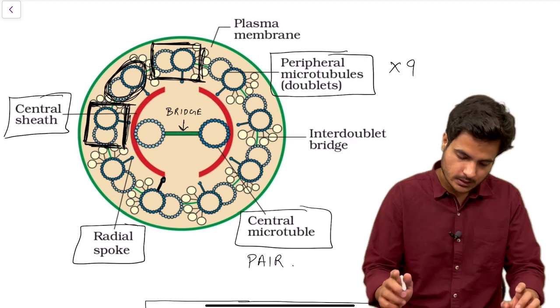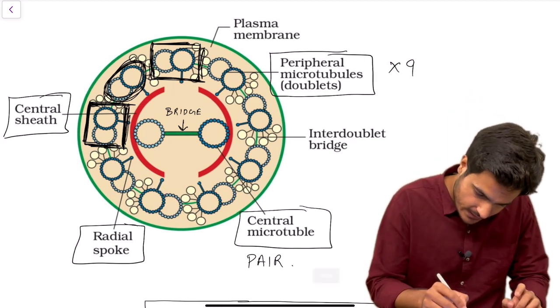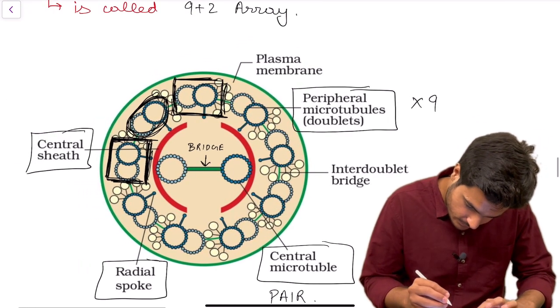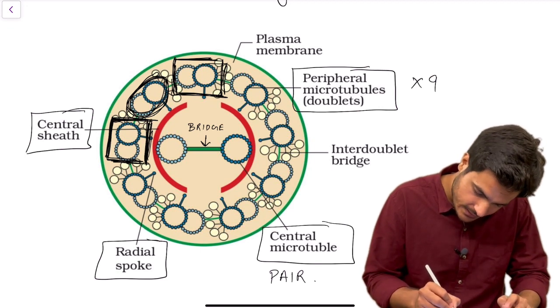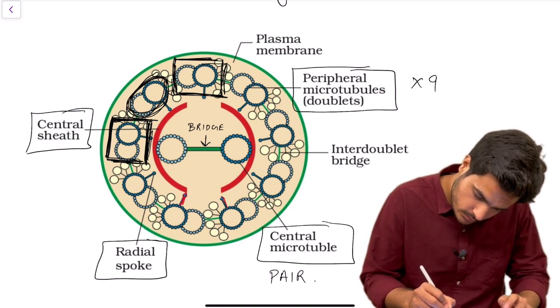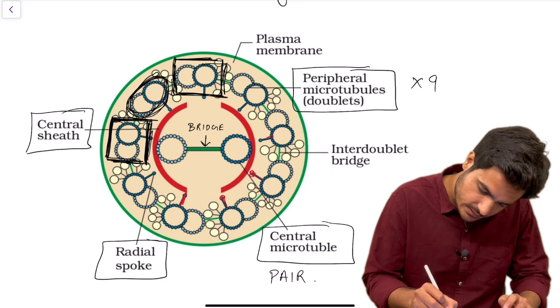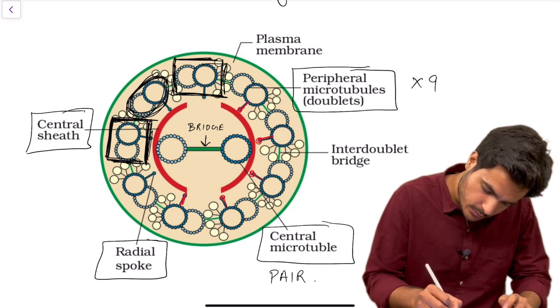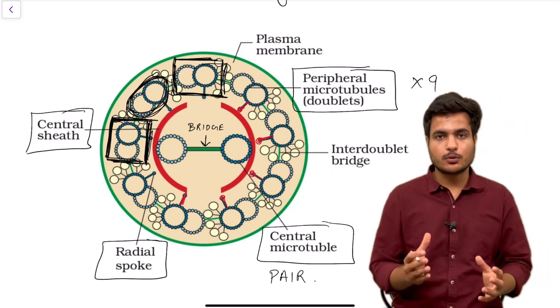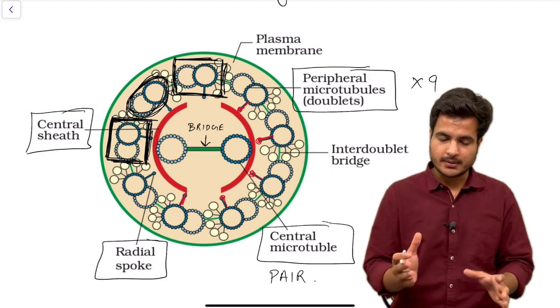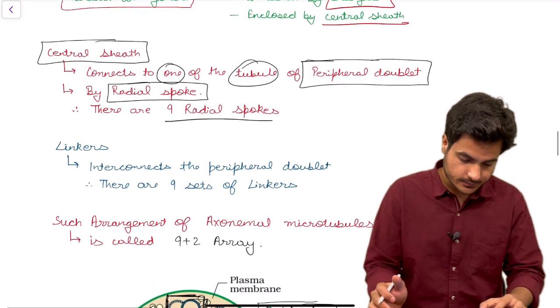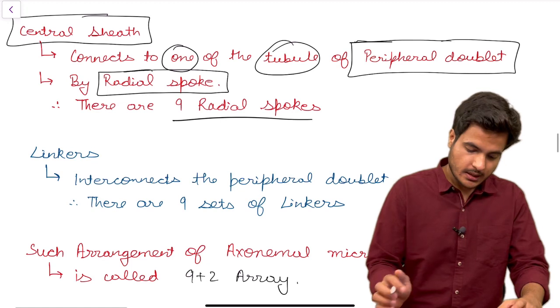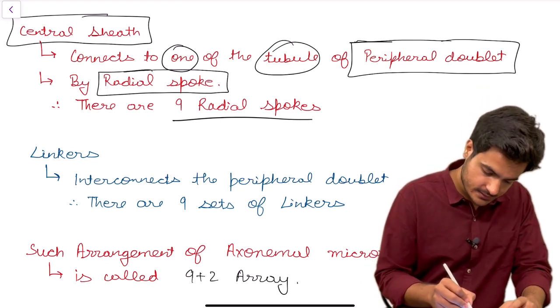Understood this much? See, you can easily see that every doublet is connected through a radial spoke to the central sheath. I am marking that radial spoke. Therefore 9 radial spokes are present in a filament of flagella. Now let's see what linkers are.